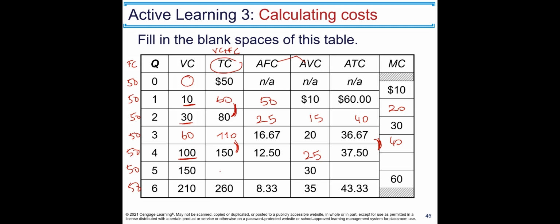Here it's asking for total cost: 150 plus 50, which is 200. AFC is fixed cost divided by 5, which is 10. And ATC is the sum of these two, which is 40. And it's asking here what the marginal cost of producing the fifth unit is, which is the increase in total cost when you produce the fifth unit. In this case, it's 50.